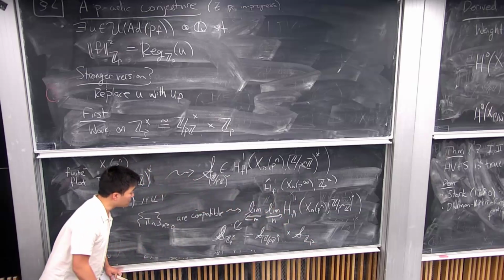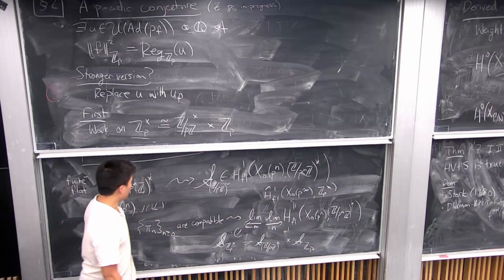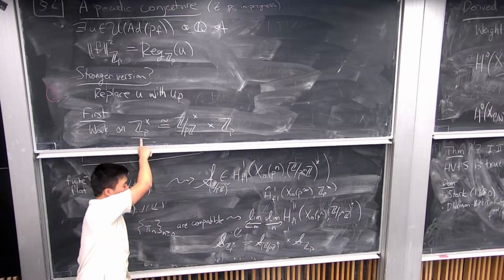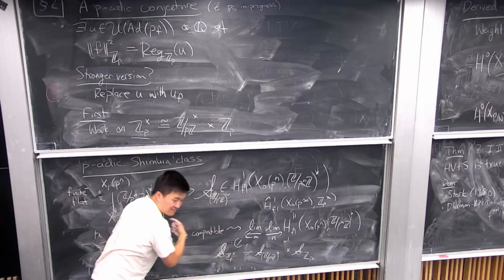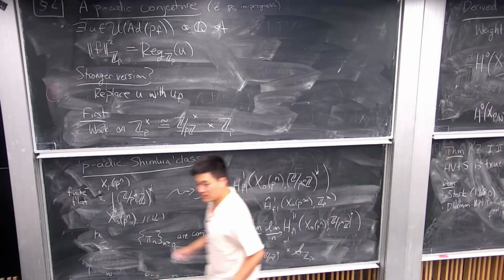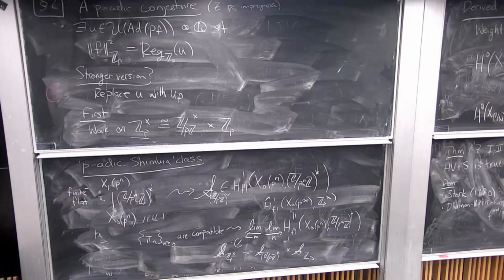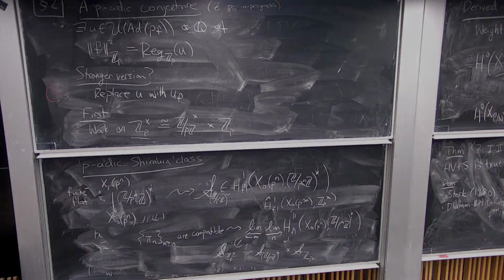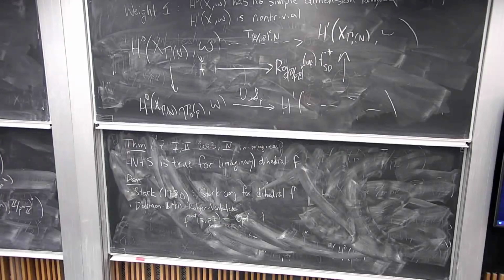From the isomorphism I wrote down, this is what I meant. First, I work on ZP cross, and then I take out this ZP one. And then from this, if you just work over X1 of P.